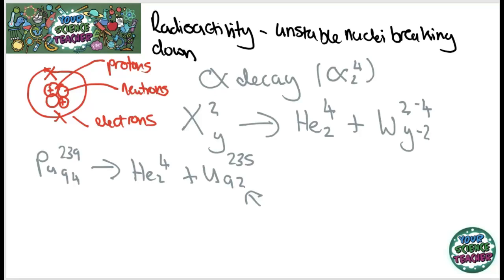Now, there is another type of radioactive decay that causes change to the nuclei, which is beta decay, and we're going to look at that right now. What happens in beta decay is that one of the neutrons in the nucleus is changed into a proton and a high energy electron is released, sometimes called a beta particle. So let's have a look at what that does.